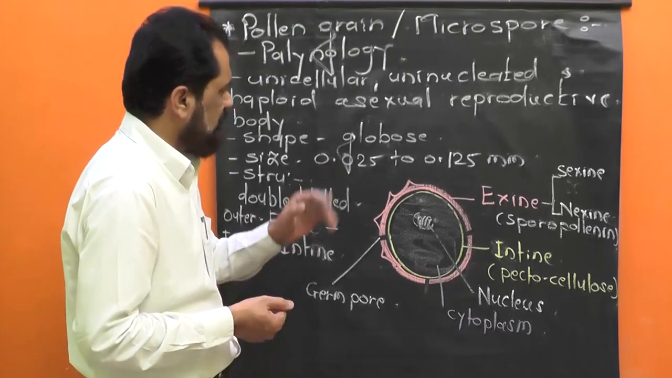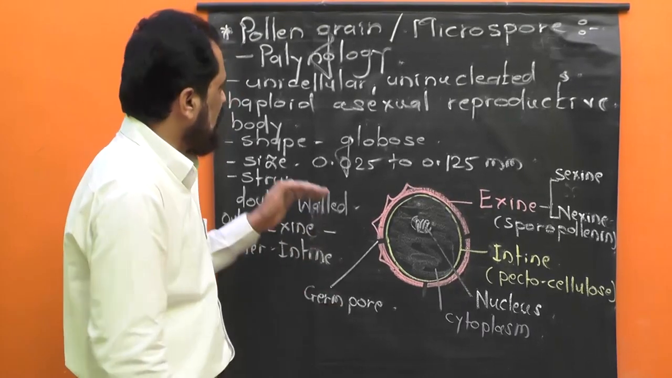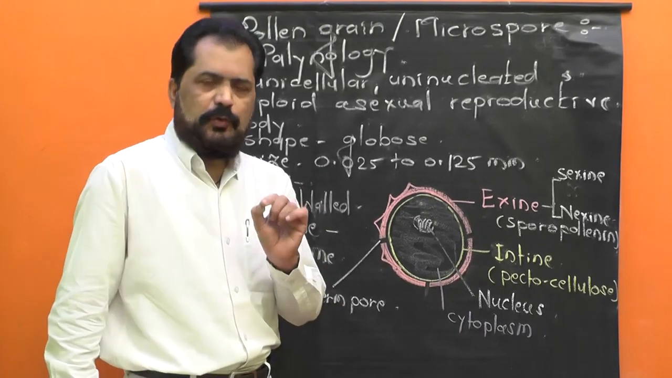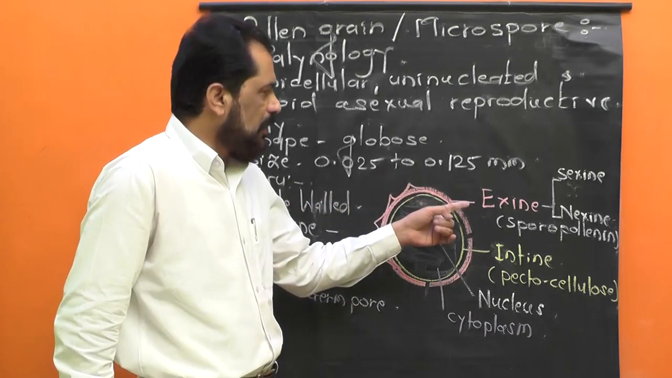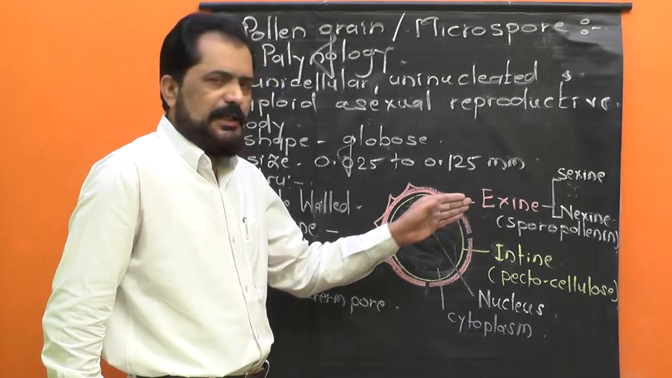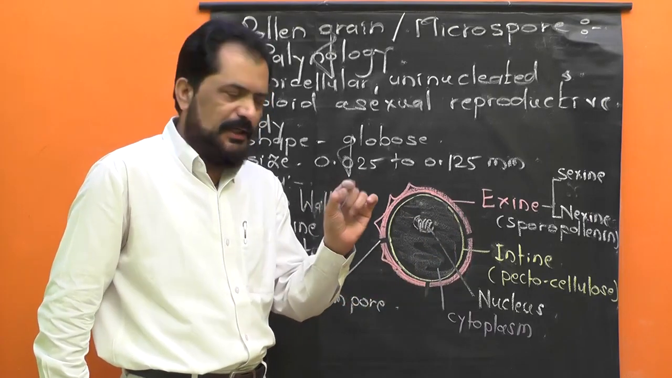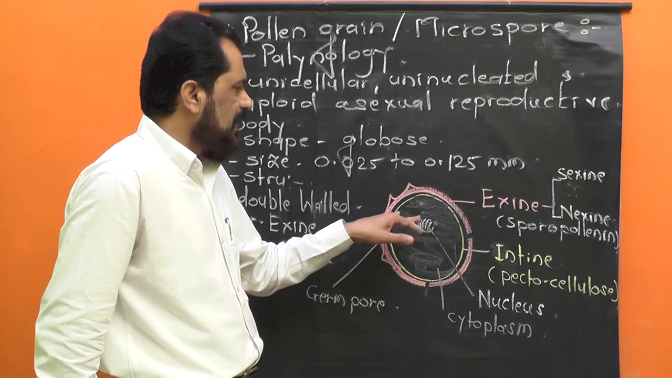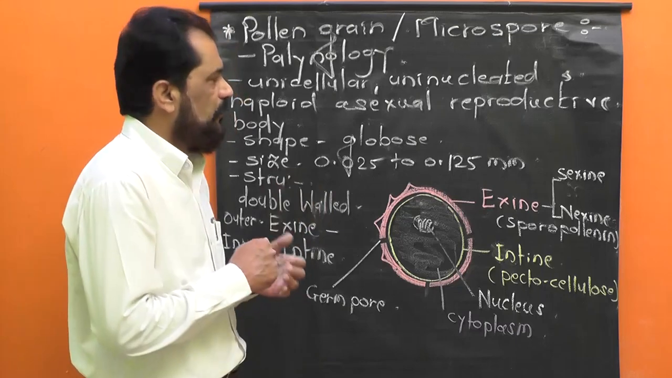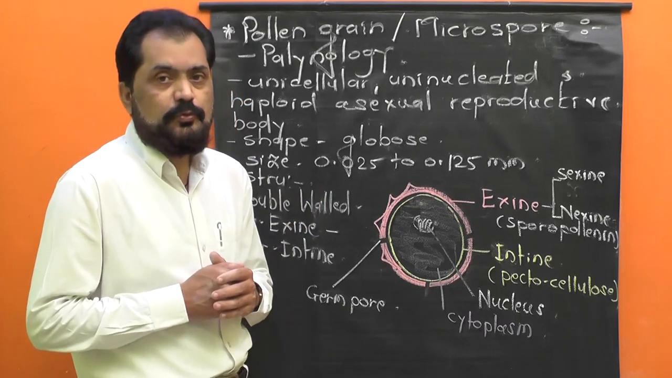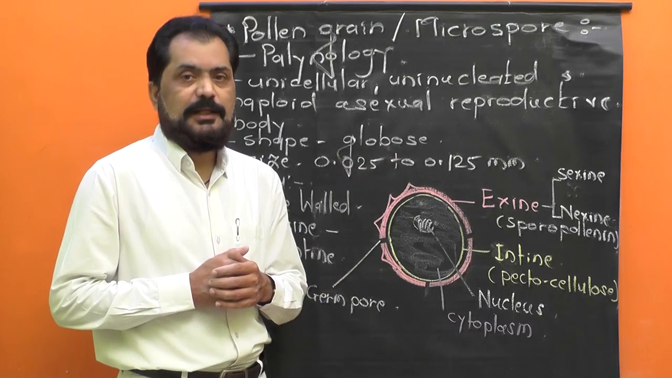That's all about the structure of pollen grain. So basically, while studying the structure of pollen grain, we have to remember few important aspects, such as the pollen grain is a double wall structure, outer wall exine, inner wall intine. Exine is thick, tough, protective in nature, while intine is thin and delicate. It encloses a single haploid nucleus surrounded by cytoplasm. This is the structure of pollen grain. Now we have to study the germination of pollen grain and development of male gametophyte.